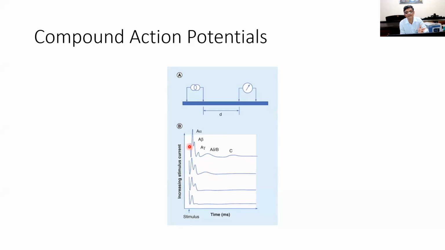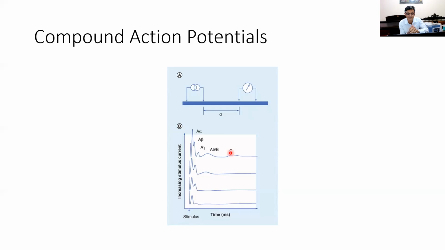And then you stimulate even higher, say 10 millivolts. A alpha reaches maximum height. B is also very tall now. A gamma, A delta, and B fibers are also stimulated, and C fibers also give a little hump, but they are slow conducting, so they take a little longer to appear.